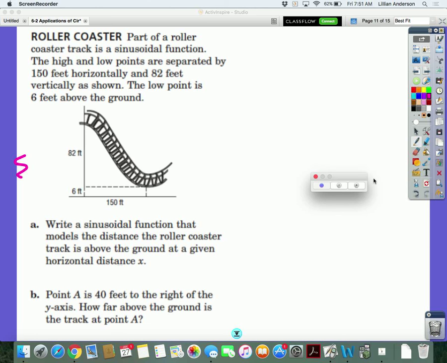You guys had to finish up these two problems, so I'm going to go over them so you can check your work and see how well you did. You were supposed to do this roller coaster problem and then the Ferris wheel problem.